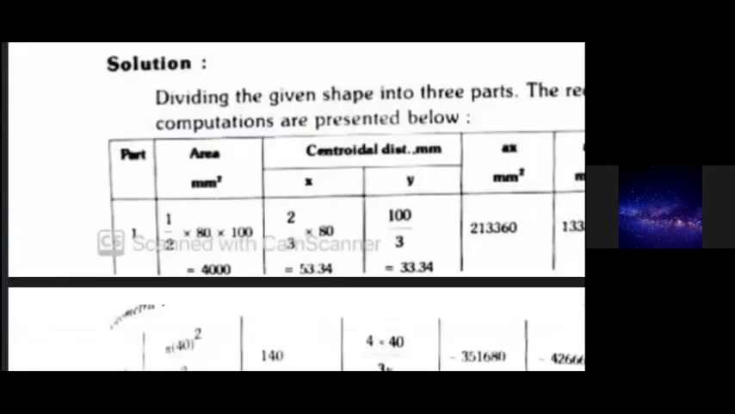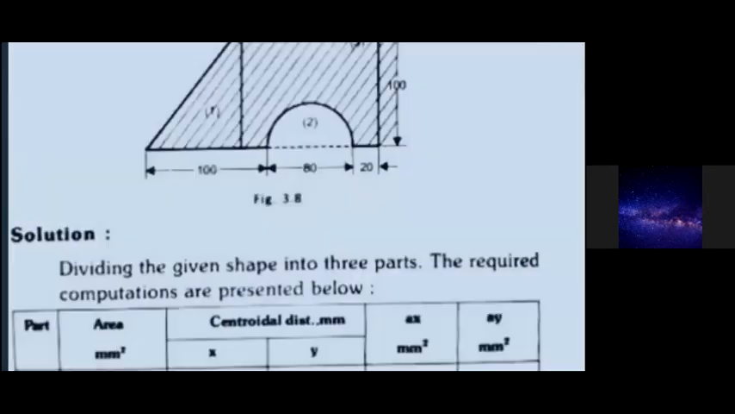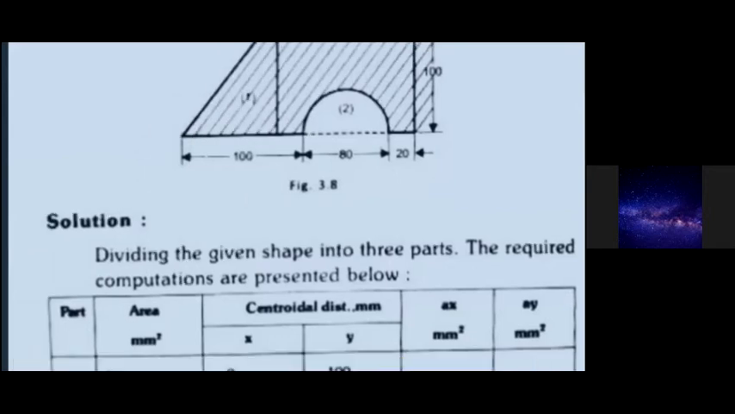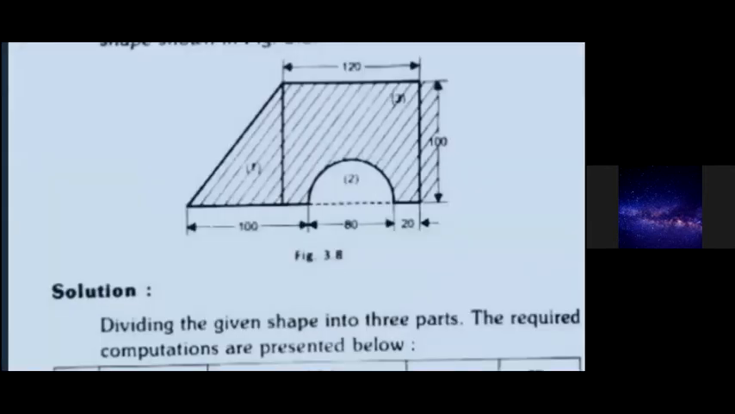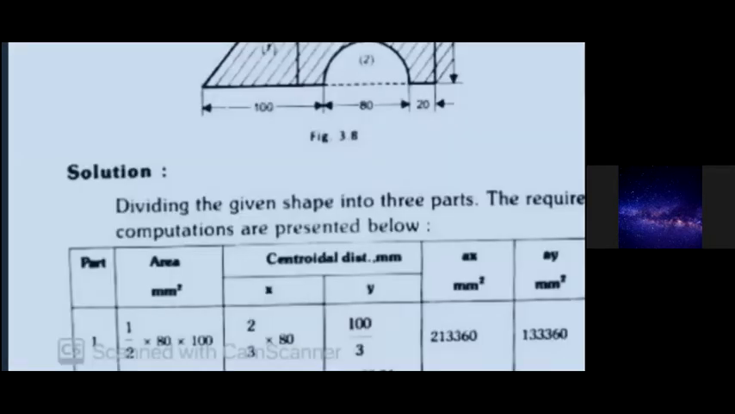After calculating the areas, we have to find the centroids of the individual components. First, x bar. X bar means we have to find it from the y axis. Here the y axis is passing through the extreme left edge. Okay. So first the triangle.